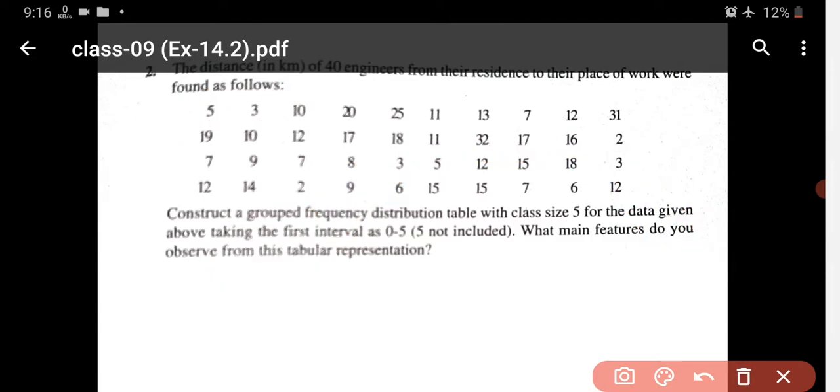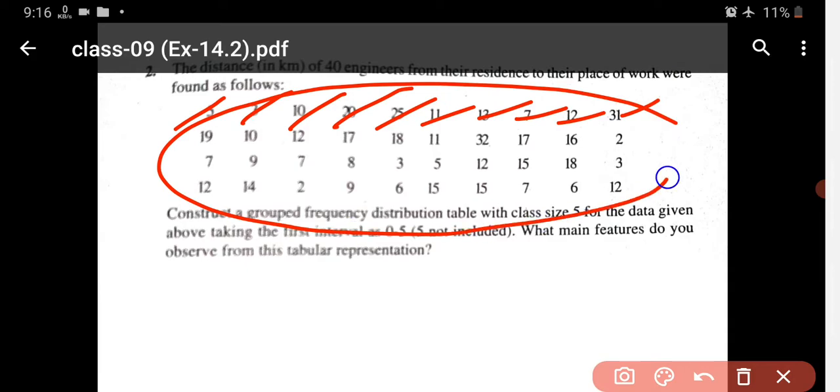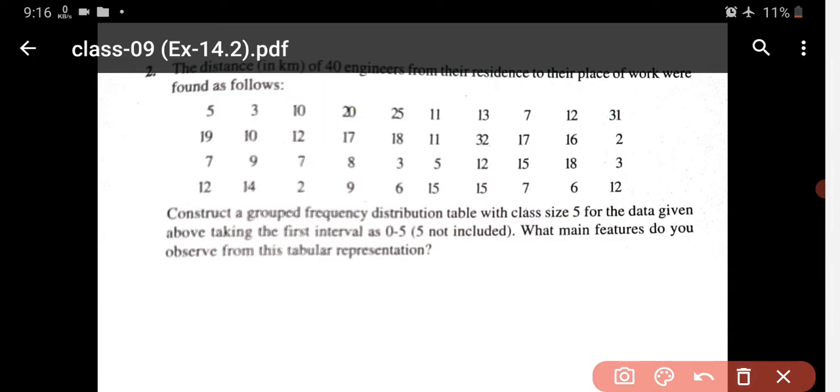Like that they asked the 40 engineers, and the first one told me the difference between their house and the office is 5 kilometers. The second one says 3, the third one says 10, and then 20, 25, 11, 13, 7, 12, 31. Like that, all of the 40 engineers tell their distance between their house and their office. Now construct a grouped frequency distribution table. You have to make a frequency distribution table with class size 5.